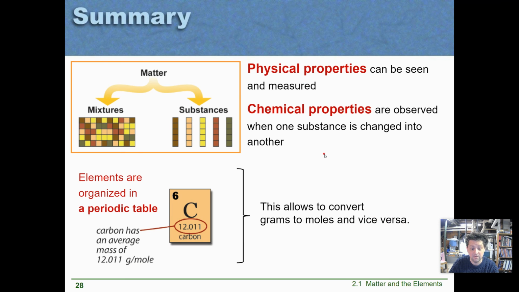So again, to summarize, matter is separated into mixtures and substances. Physical properties can be seen and measured. Chemical properties are observed when one substance is changed into another. And we arrange the elements on a periodic table with an element symbol and an atomic number and an atomic mass.